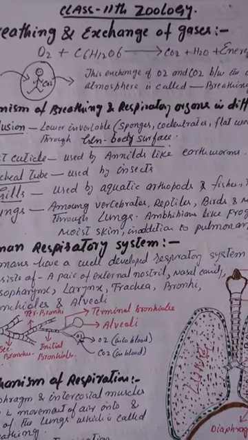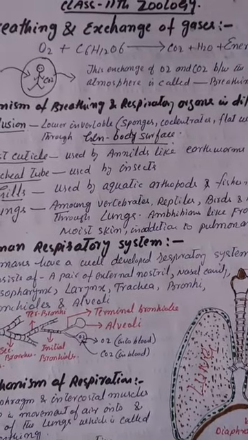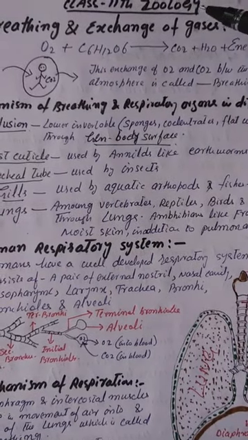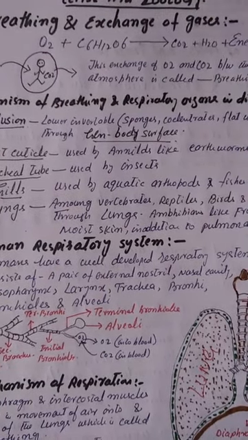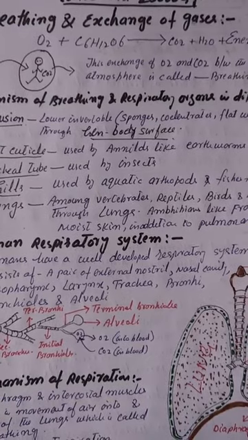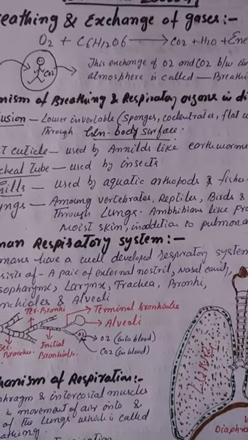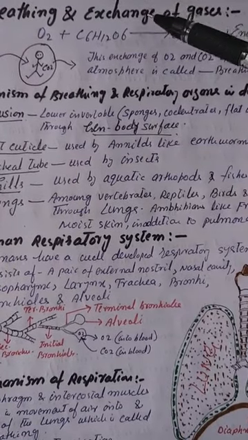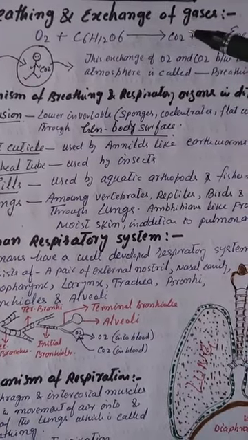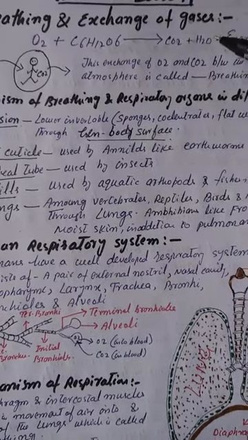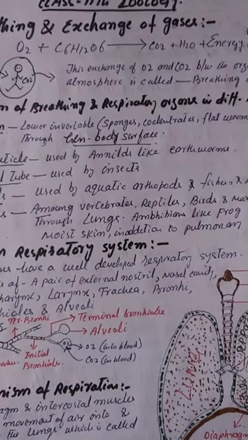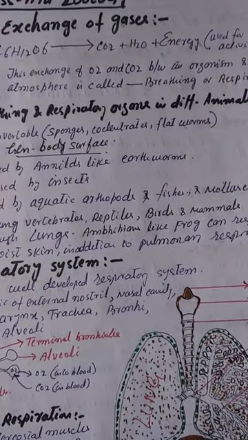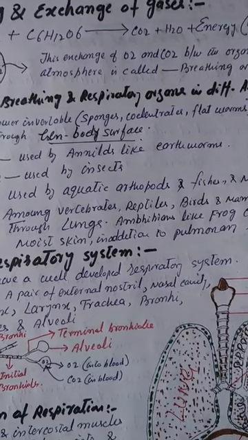Today we are going to start a new chapter, breathing and exchange of gases. As we already know, organisms need oxygen for the oxidation or breakdown of nutrient substances, complex molecules into simpler ones with the release of energy. This released energy is actually used for various metabolic activities.